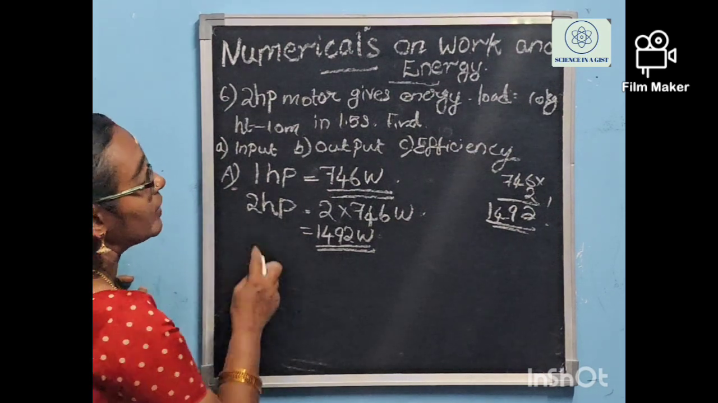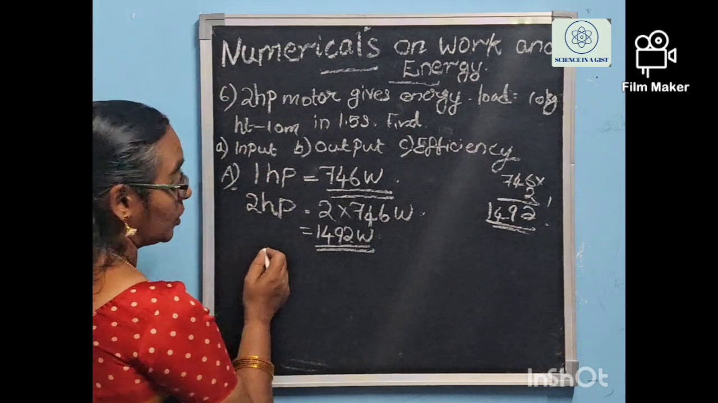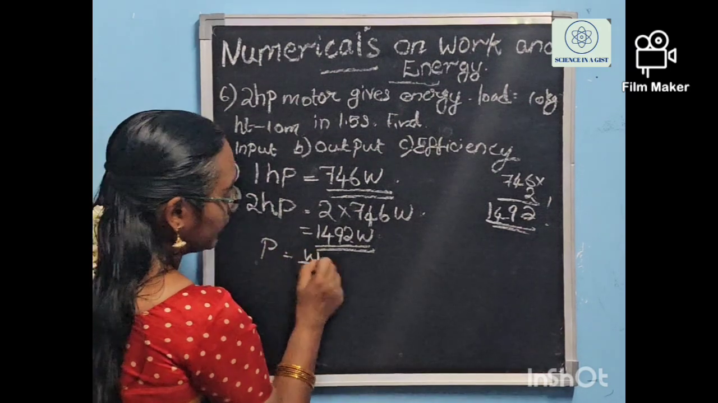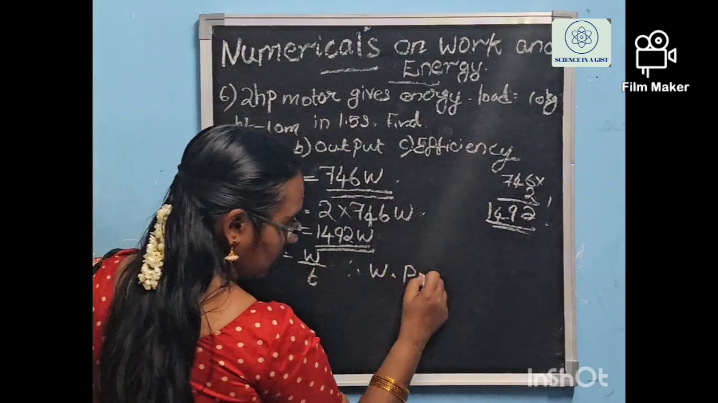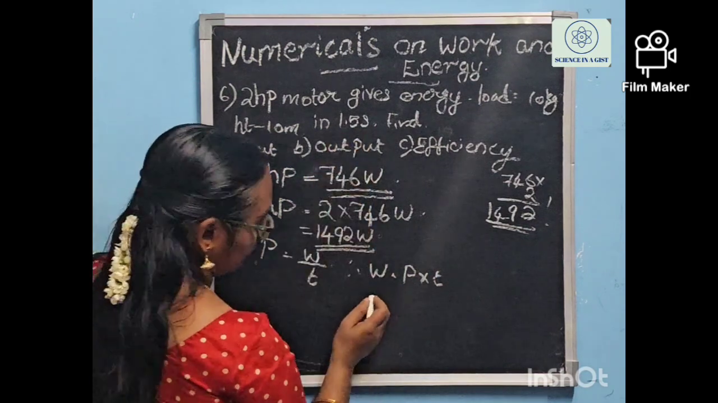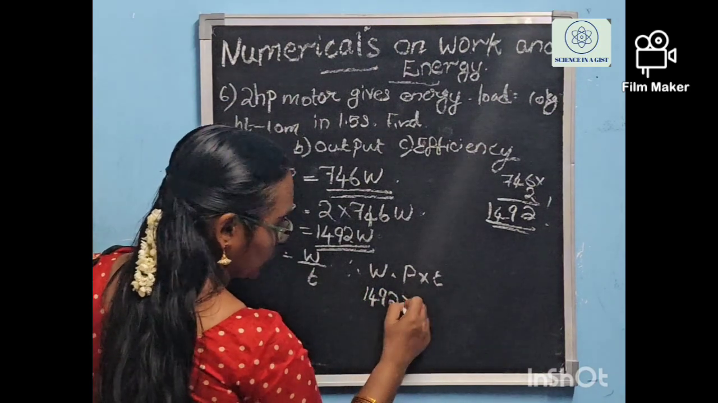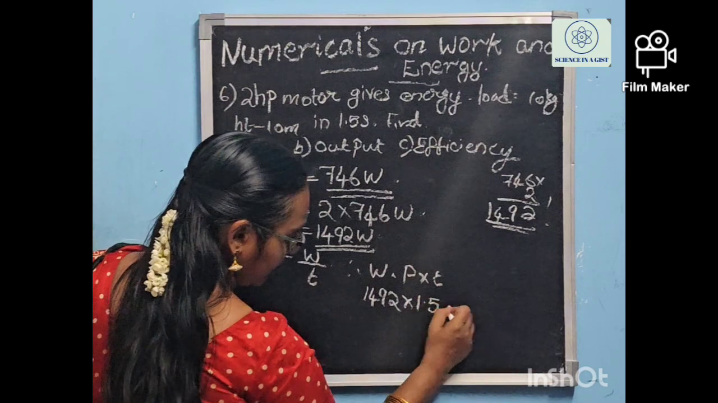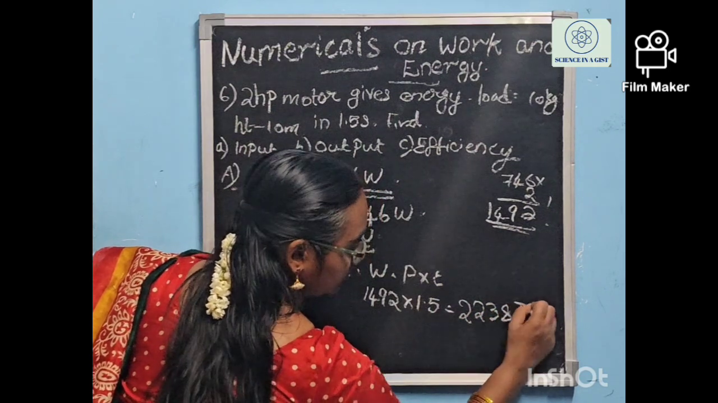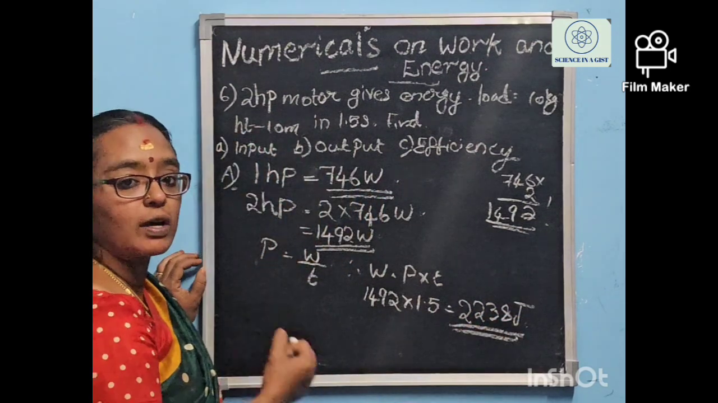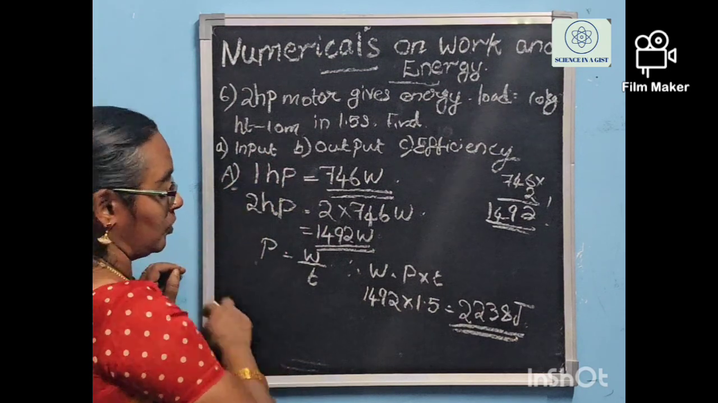And what we have to find? Input. Input means how much work is done. How can it be found out? Power is equal to W divided by T. Therefore, W is equal to power into T. What is the time? 1.5 seconds. So what is the answer? 1492 into 1.5 is what? We will get the answer as 2238 joule. This much is the work done by the electric motor. This is input work.